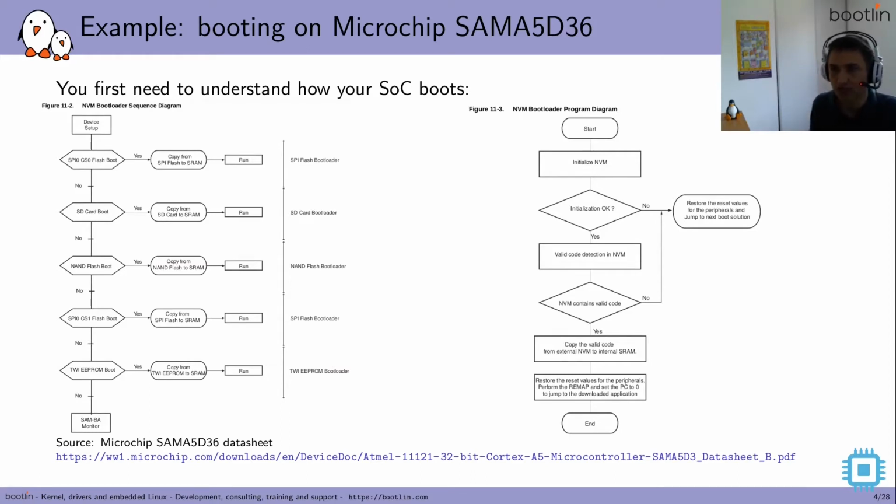So the first thing you need to understand is how your SoC boots. Here is a diagram from the datasheet for the CPU. It explains the various strategies for booting. The first thing the CPU will try to do is find some first stage bootloader, some bootstrap code from SPI flash, copy it to SRAM, the static RAM of the CPU, and try to run it. If it doesn't work, it will try the SD card, otherwise NAND flash, otherwise another SPI flash, and then an EEPROM. So that's the global strategy.